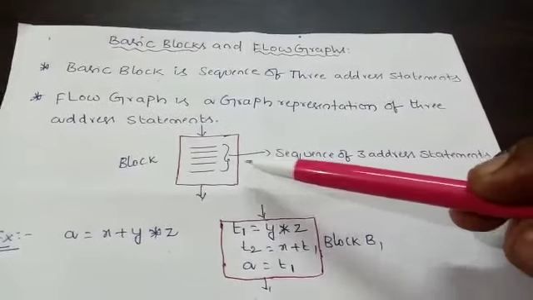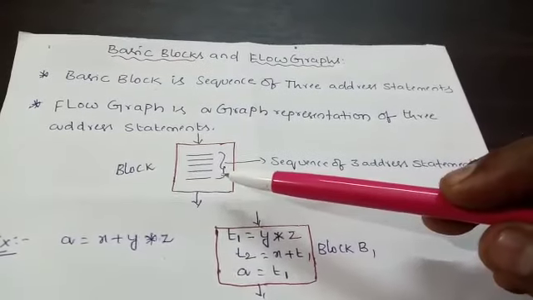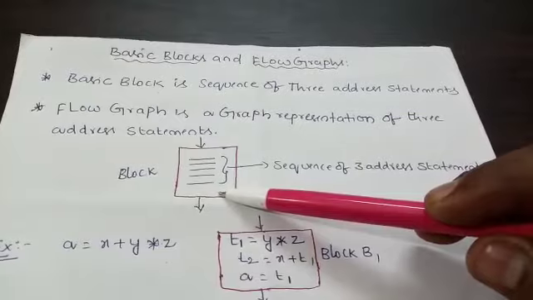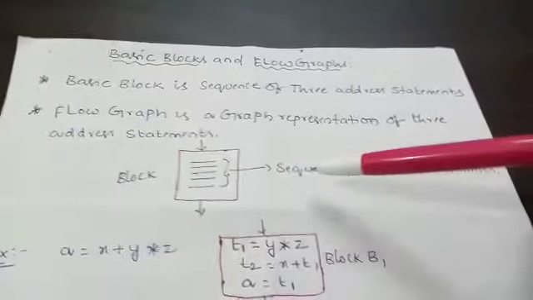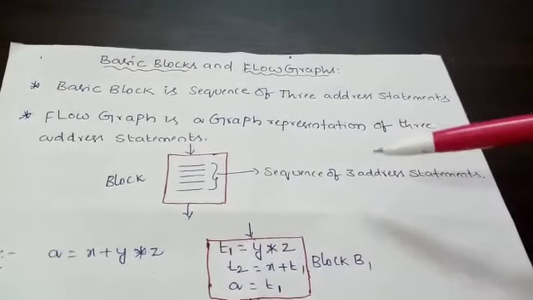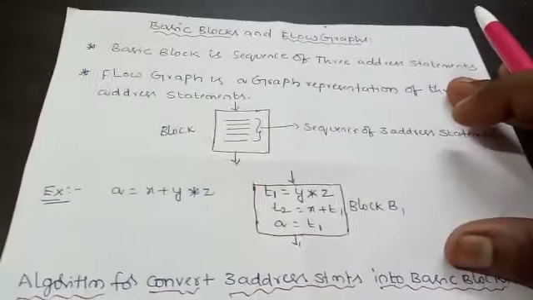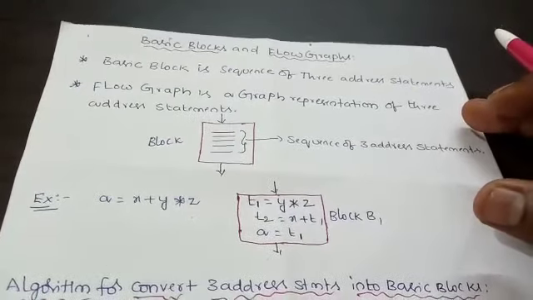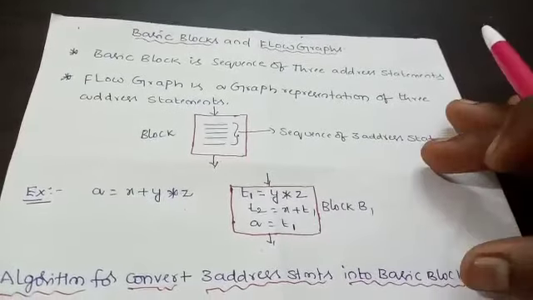It means the conditional or unconditional go to may be in the final statement but not in the middle of the three address statements. It means in the middle of the sequence of three address statements, we should not have any conditional or unconditional go to. This is the meaning of that. So now we should know how to construct, or how to partition, three address statements into basic blocks.